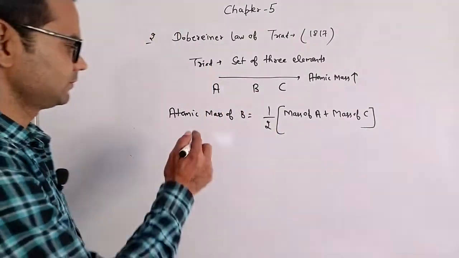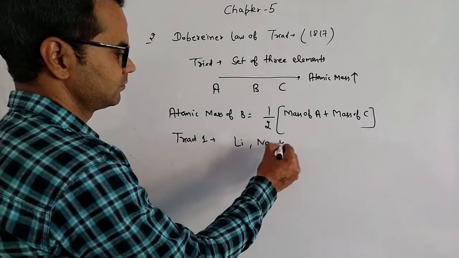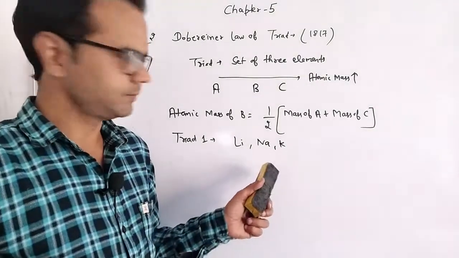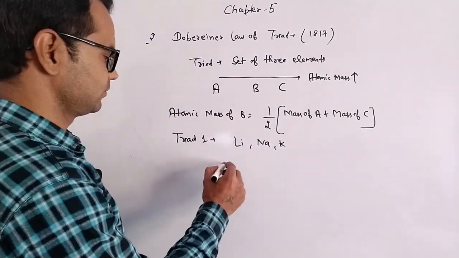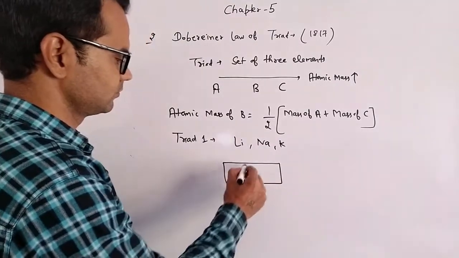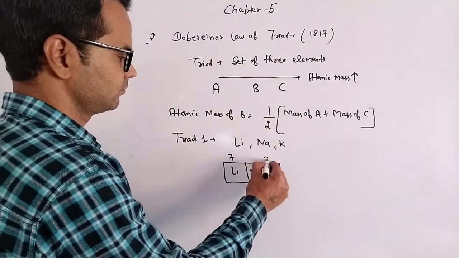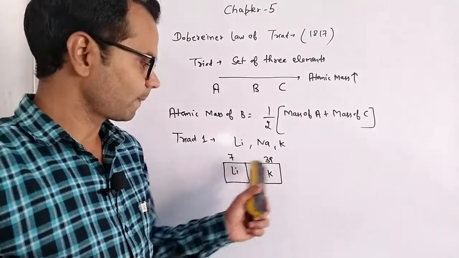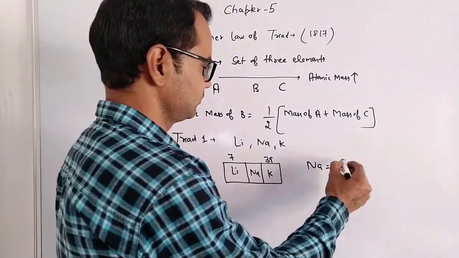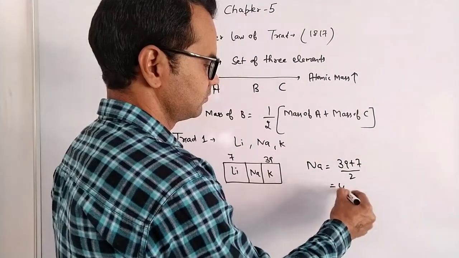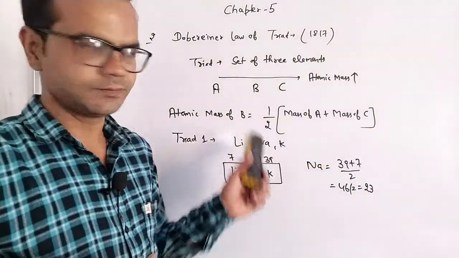First triad was triad number 1: lithium, sodium and potassium. If we compare their atomic masses and apply the rule of triad law, the mass of lithium is 7 and the mass of potassium is 39. So the mass of the middle element sodium, and we know the mass of sodium is 23. So it was the first triad of Dobereiner.